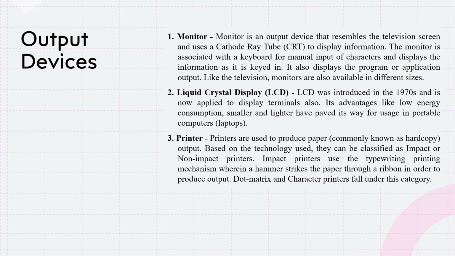Output devices. Monitor. Monitor is an output device that resembles the television screen and uses a CRT, cathode ray tube, to display information. This could also be a little dated because nowadays there are LEDs and different types of LEDs. Earlier there were TFTs, there were LCDs, right? So all these types were coming under monitor. The monitor is associated with the keyboard for manual input of characters and displays the information as it is keyed in. It is also displaying the program or application output. Like the television, monitors are also available in different sizes.